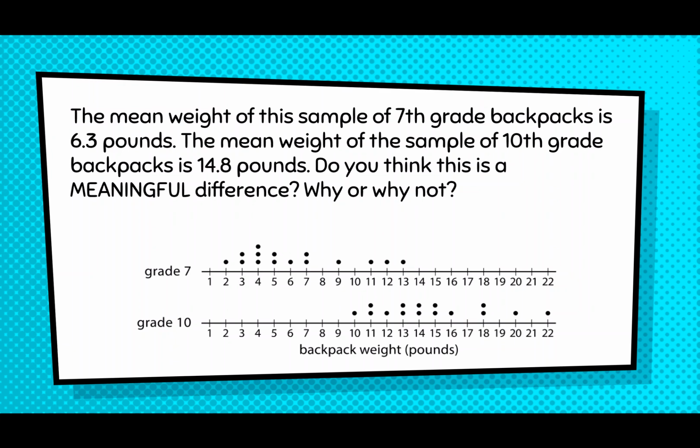So for there to be a difference of 8.5 pounds between the average when some of them were barely 4 pounds, that's a huge difference. So to me, that's meaningful.